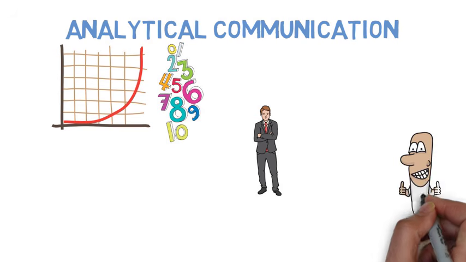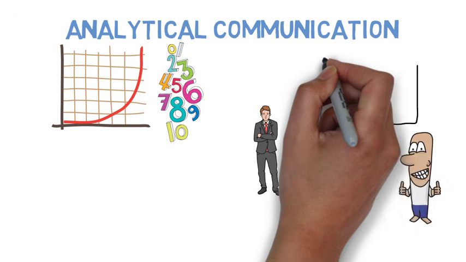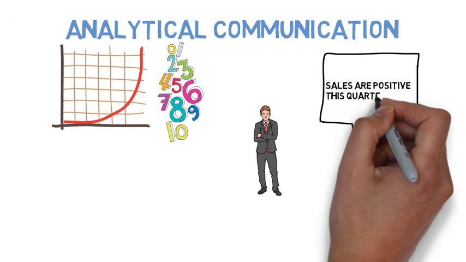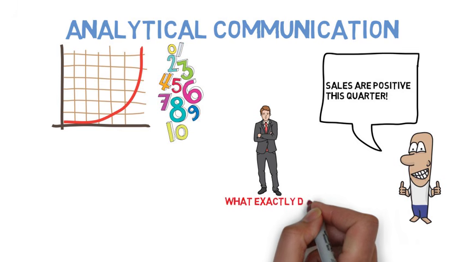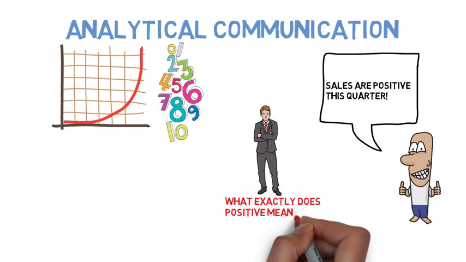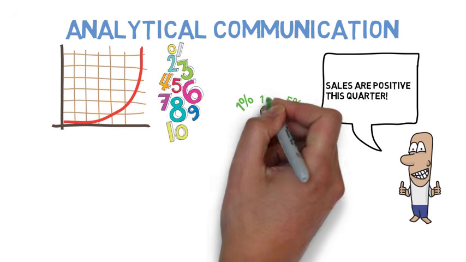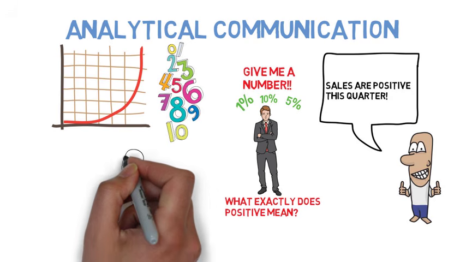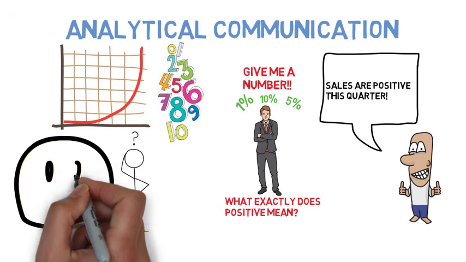For example, if someone from an analytical communicator's corporate office was giving a presentation and said something like, "Hey, sales are positive this quarter," the analytical communicator would be asking themselves questions such as, well, what exactly does positive mean? Is that 1%, 5%, 10%? Give me a number. So if you're talking to an analytical communicator, how can you best capture their attention?